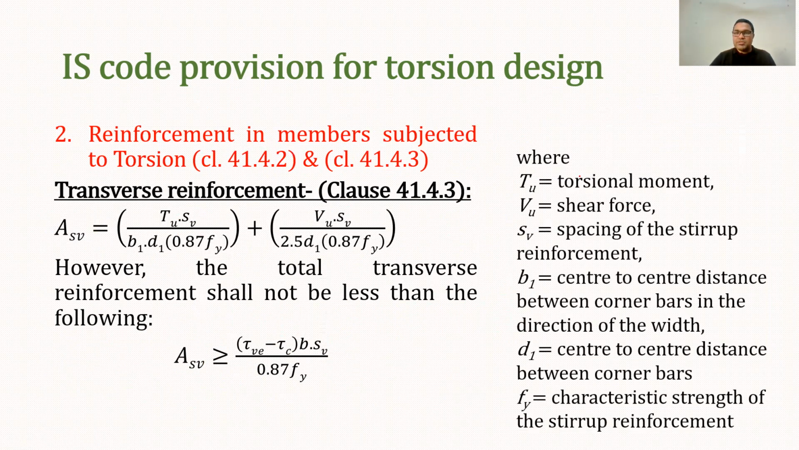These are the terms that I have discussed here: TU, VU, SV, B1, D1, the center to center distance between corner bars, and Fy, the characteristic strength of the stirrup reinforcement.